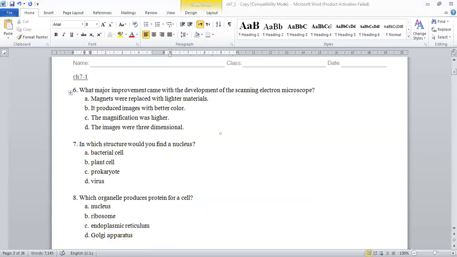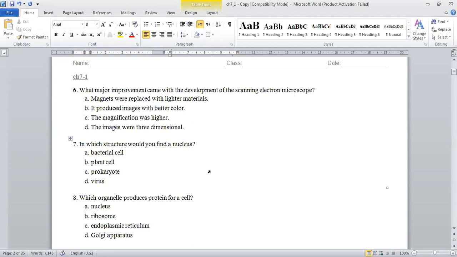What major improvement came with the development of scanning electron microscopes? A. Magnets were replaced with lighter material. Pay attention, this is the scanning electron microscope, the SEM. Let's focus, it is talking about the SEM. B. It produced images with better color. C. The magnification was higher. D. The images were three-dimensional.